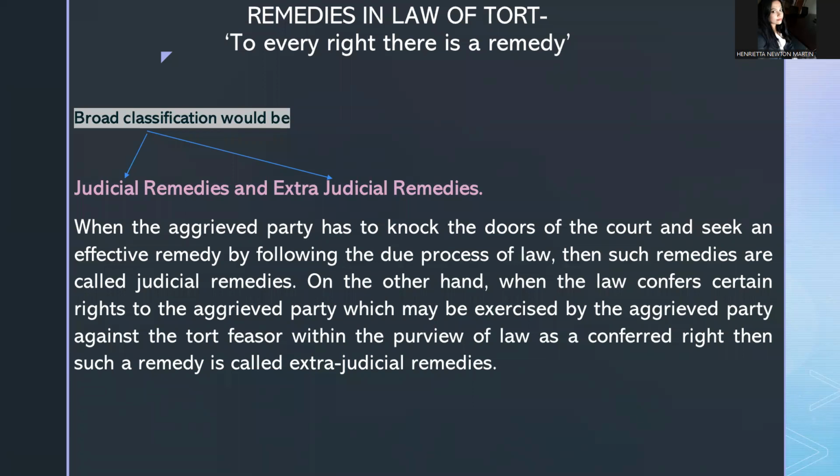When the aggrieved party has to knock the doors of the court and seek an effective remedy by following the due process of law, then such remedies are called judicial remedies. On the other hand, when the law confers certain rights to the aggrieved party, which will be exercised by the aggrieved party against the tortfeasor within the purview of law, that means within the ambit of law, you have to act within the law, it has to be a right within the law, as a conferred right, then such a remedy is called extrajudicial remedies.